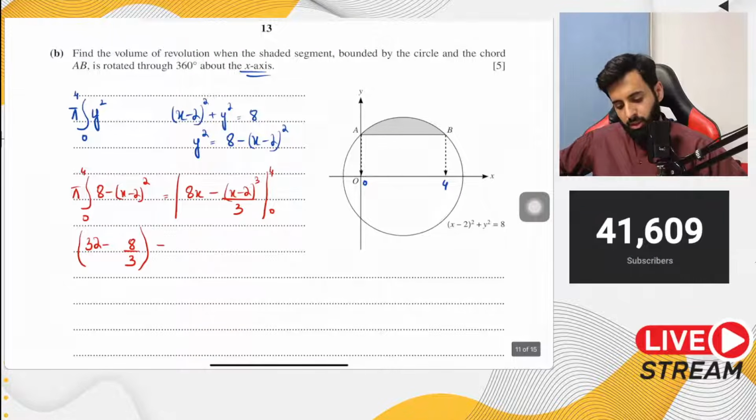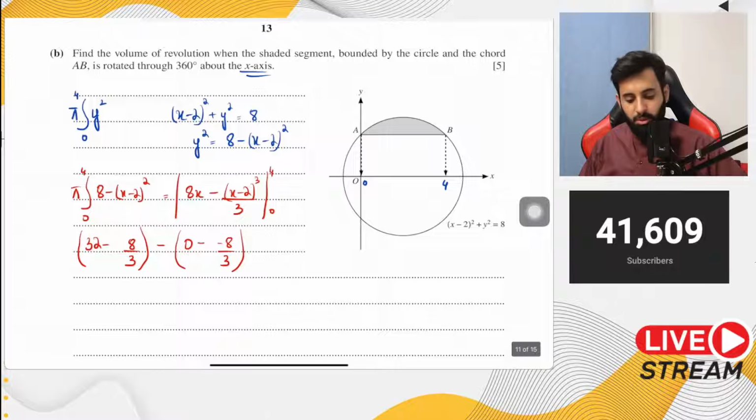Now let's plug in the lower limit. 8 into 0 will be 0. Minus 0 minus 2 is minus 2. When you cube it, you get minus 8 upon 3. And here you have this with the lower limit plugged in.